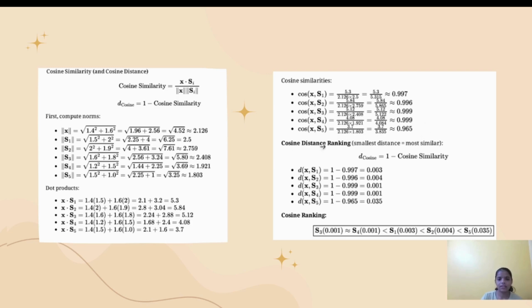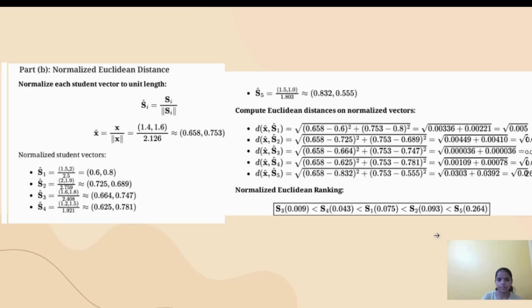Now, the cosine distance ranking, the smallest distance equals most similar. To calculate the distance, we will subtract cosine similarity from 1. This is our cosine similarity, so we will subtract each of them from 1. When we subtract it from 1, we get our distance. Now we will compare this distance, which one of them is the smallest. So the smallest distance is S3 and S4, both of them are similar. After that, S1 is greater than S3 and S4, S2 is greater than S1, and S5 is greater than S2.